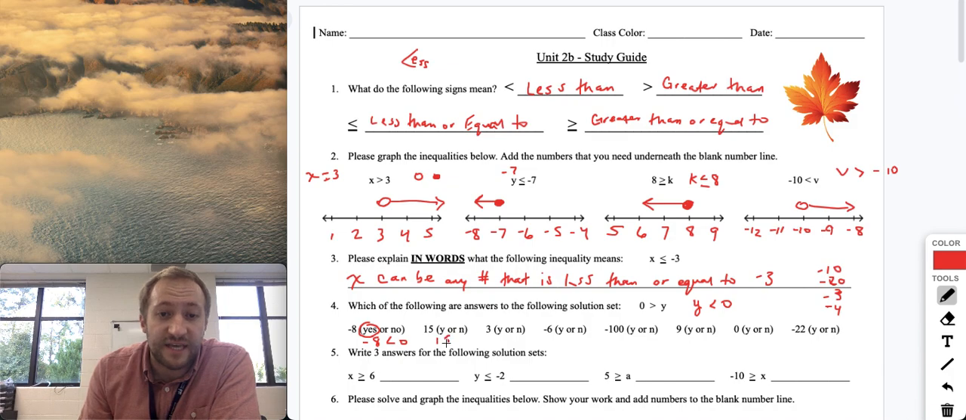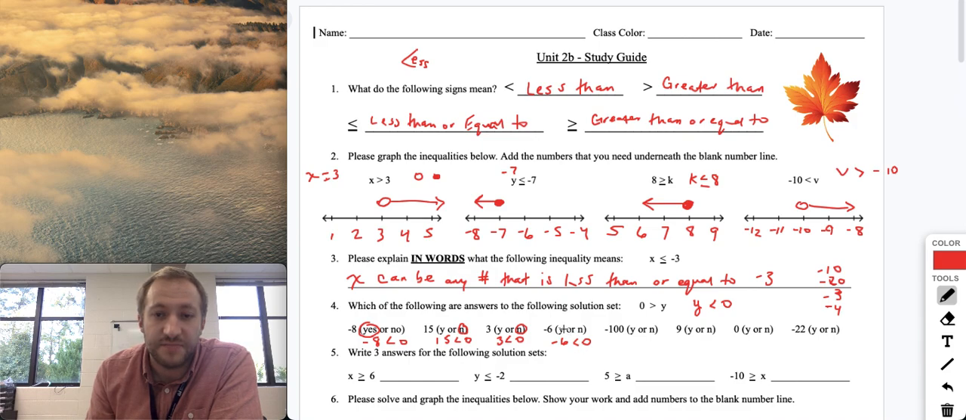Negative 8 is less than 0. 15. 15 is less than 0. I just substituted the 15 in for y. Is 15 less than 0? No, that's not true. 15 is larger. This one, 3 is less than 0. Is that true? No, it's not. 3 is larger than 0. That's not true. This one, negative 6 is less than 0.